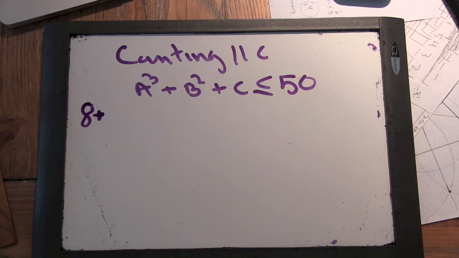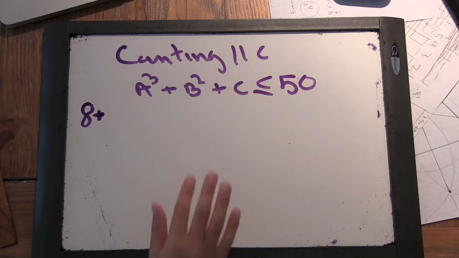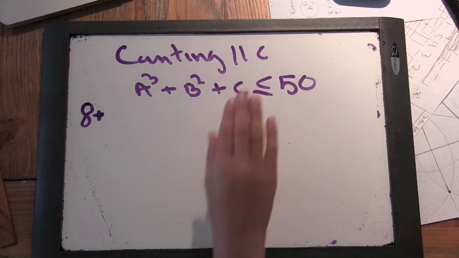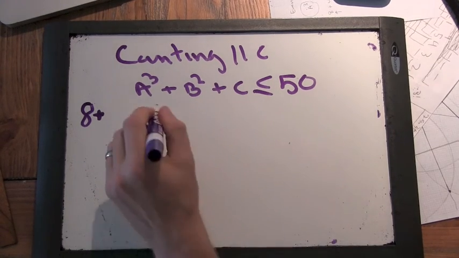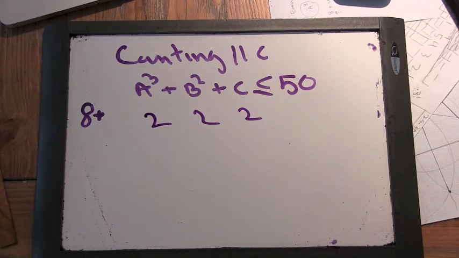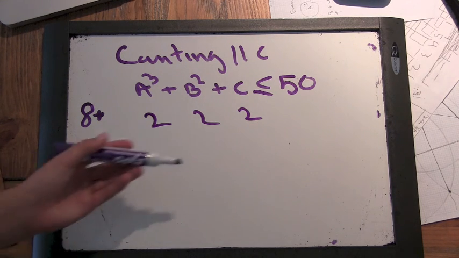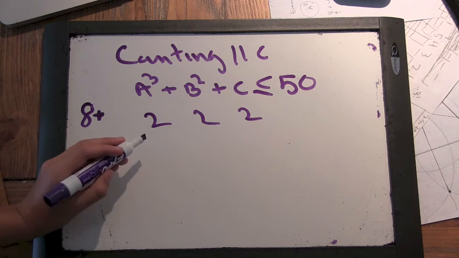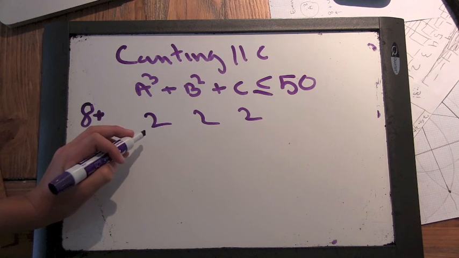Well, the first case is the all 2 case. You have 2, 2, 2. Okay. And so we're looking for what B can be when A is 2.